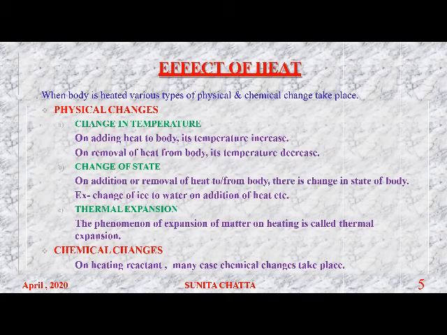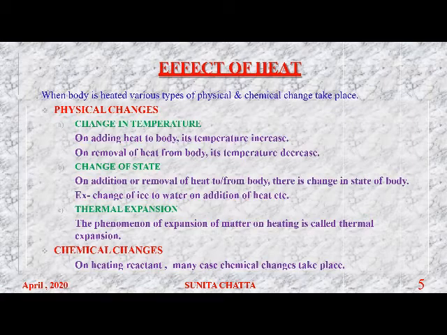Effect of temperature or heat. When a body is heated, various types of physical and chemical changes take place. Physical change, number 1, change in temperature. On adding heat to a body, its temperature increases. On removal of heat from the body, its temperature decreases. Number 2, change of state. On adding or removal of heat to or from the body, there is change in state of body. For example, change of ice to water on addition of heat, etc.